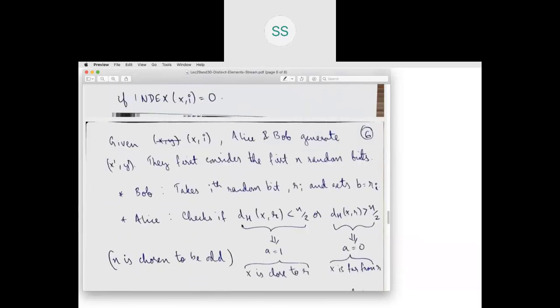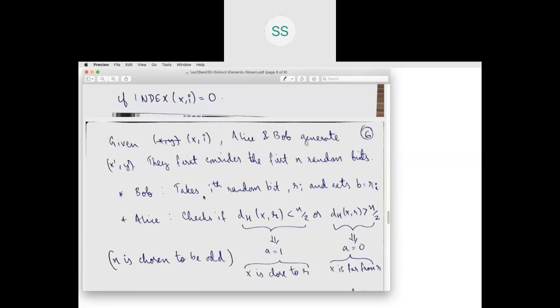So Alice and Bob are going to generate inputs. They are given an instance of index, and they are going to generate an instance of the gap Hamming problem, and they generate this instance bit by bit. First, Alice and Bob are going to generate one bit each, and then another bit each, and then another bit each, and so on. So let us just see how they generate the first bit for both of them.